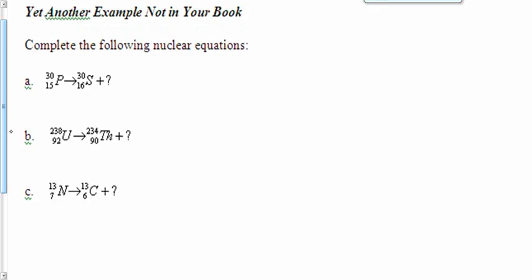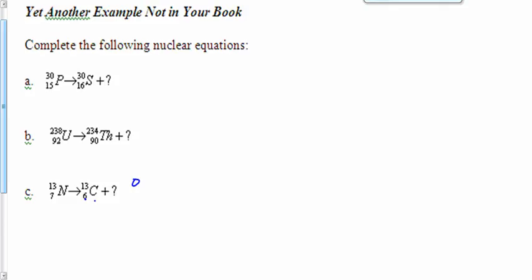Let's take a look at C here. We're going backwards this time. We're not told what kind of nuclear decay this is. We're shown part of the reaction. We've got to figure out what kind of nuclear decay it is. 13 on the left side, 13 on the right side. 13 plus 0 gives me 13. 6 plus what gives me plus 1? 6 plus what gives me 7?